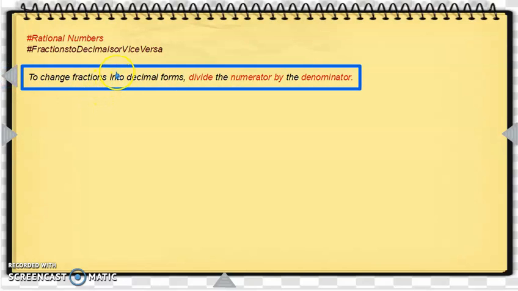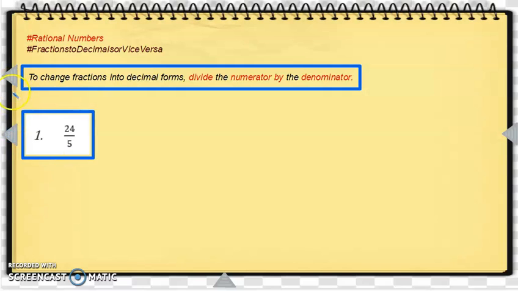Okay, but before we have the examples, let us be guided by the rule first. When you are going to change fractions into decimal form, the very important thing to do is to divide the numerator by the denominator, and that's it. You will end up with a decimal number that is either terminating or non-terminating. So let's have the first one.